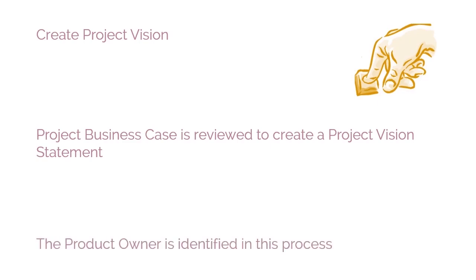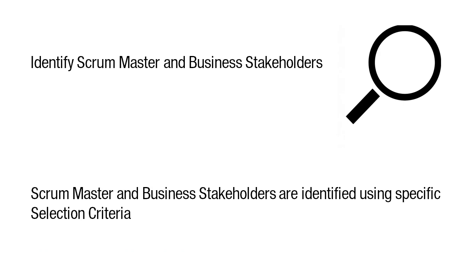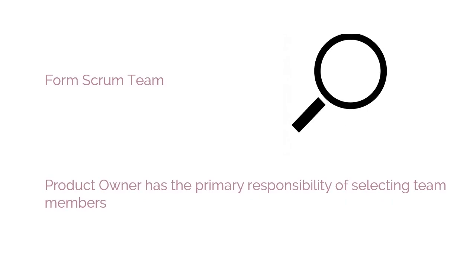The second process is the Identify Scrum Master and Business Stakeholders. In this process, the Scrum Master and business stakeholders are identified using specific selection criteria. The third process is the Form Scrum Team process. In this process, Scrum team members are identified. Normally, the Product Owner has the primary responsibility of selecting team members, but often does so in collaboration with the Scrum Master. The fourth process is the Develop Epics process.